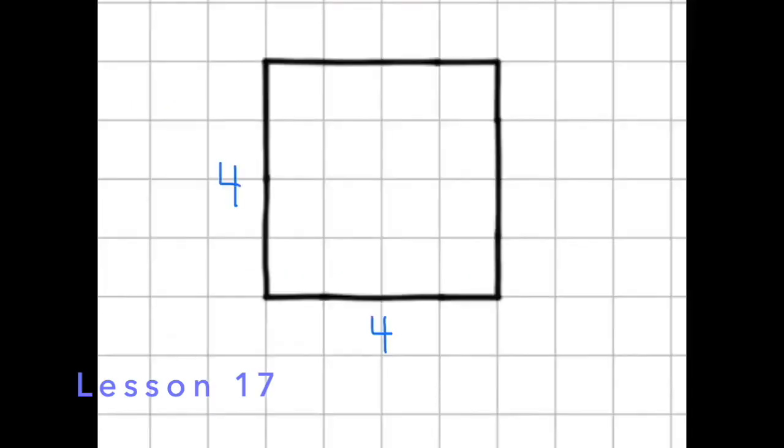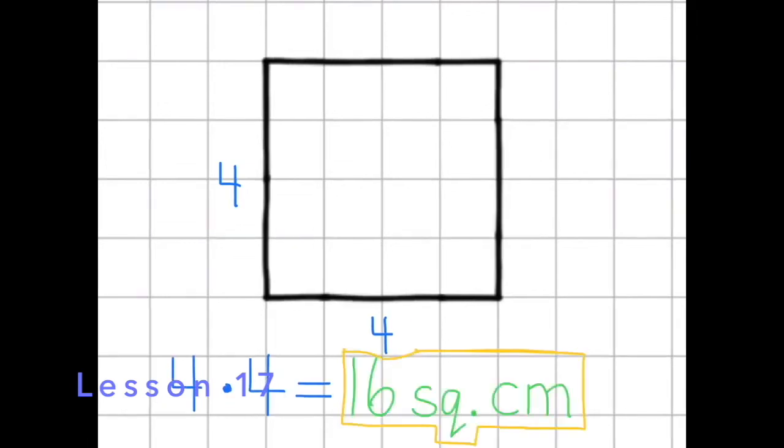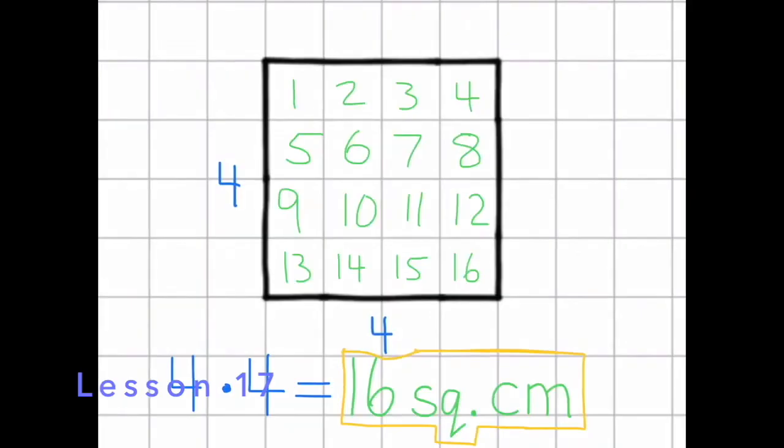Here's an illustration of a square that has side lengths of 4 centimeters. 4 centimeters times 4 centimeters equals 16 square centimeters.